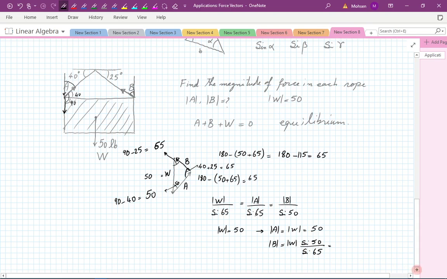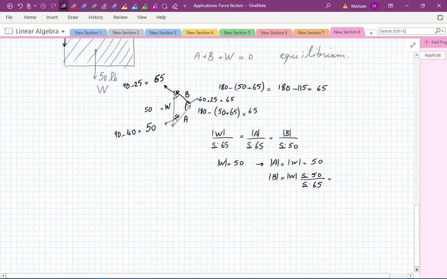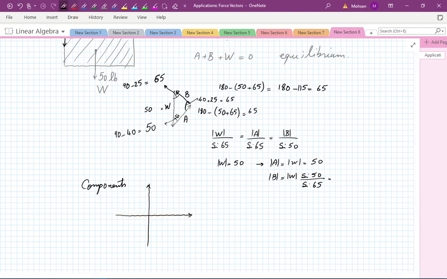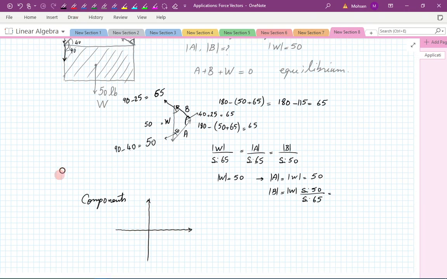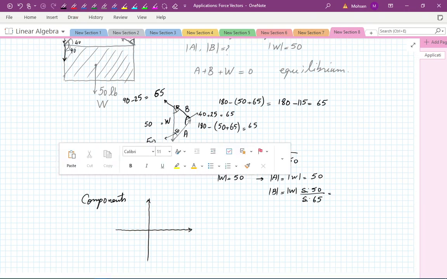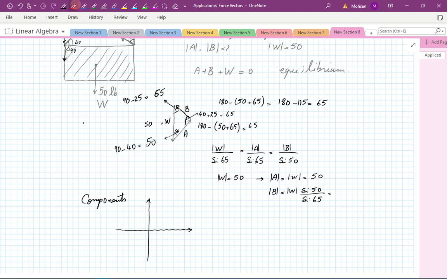What's another way of handling? The other way of handling this problem is by using components. So using components, we draw our XY coordinate system. We still have to draw everything again as before. So let me copy this thing in red. So I have my red force here.